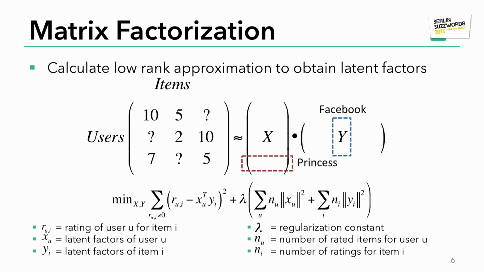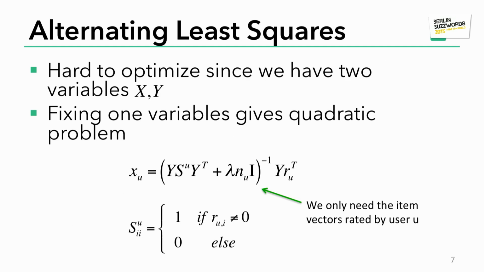Now, since we have a loss function, we can apply an optimization algorithm, which will find us our X and Y values. Well, the problem here is that the loss function depends on 2 variables. That's the item matrix Y and the user matrix X. What we could use, for example, is stochastic gradient descent. This always works. But today I want to show you a different approach, which is called alternating least squares.